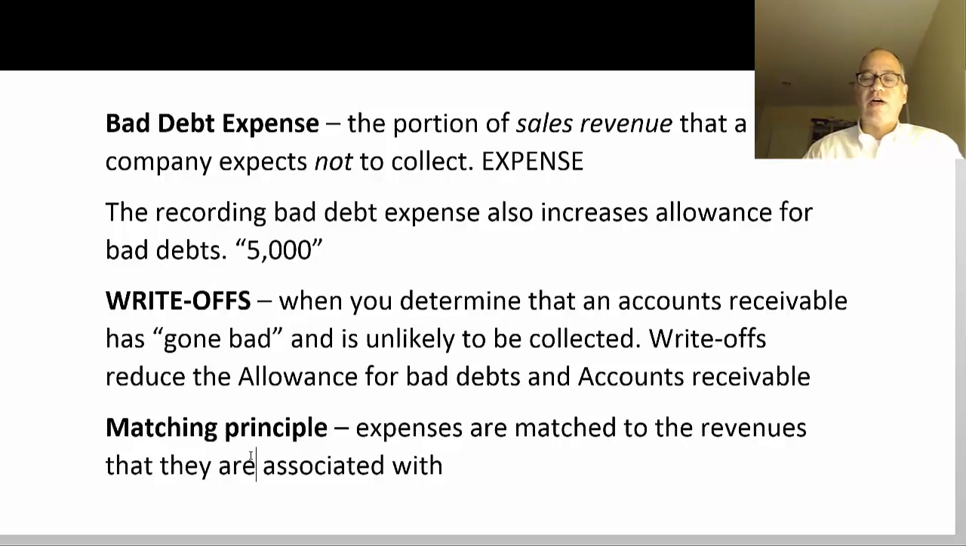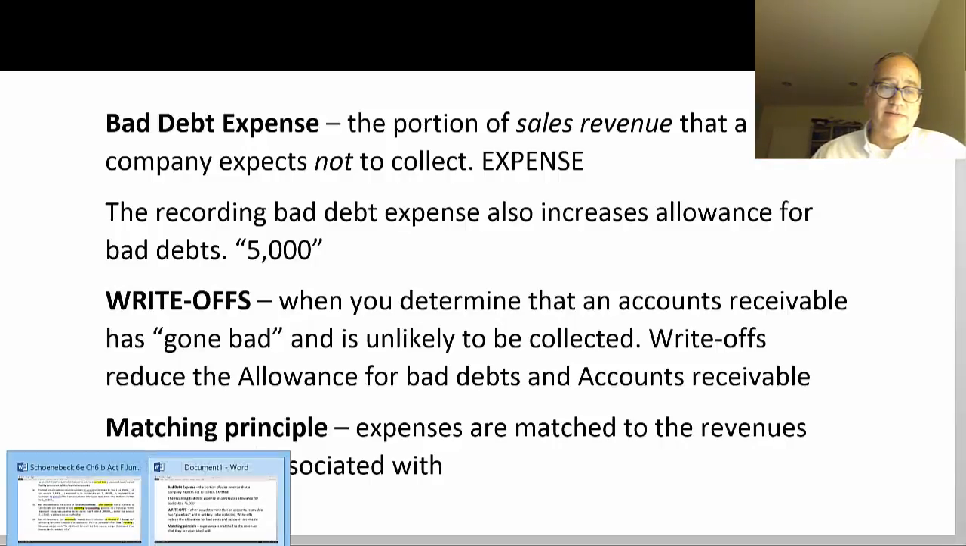So just like we record cost of goods sold when we sell the goods, sales revenue, we're also going to record bad debt expense in the period when we made the sales that we expect to go bad. Because part of making sales is having bad debt expense. That's just facts of life.